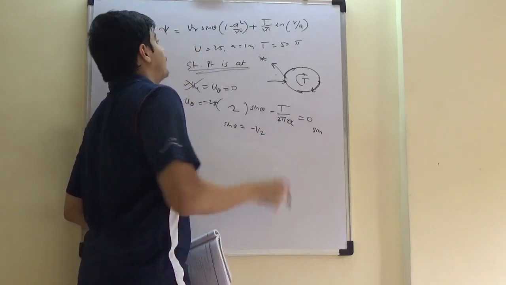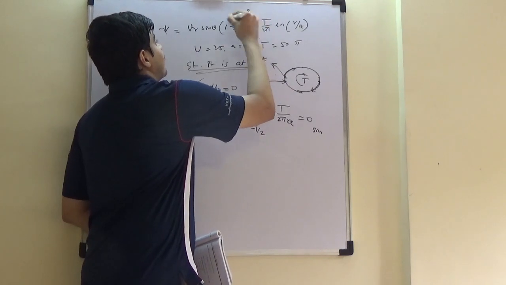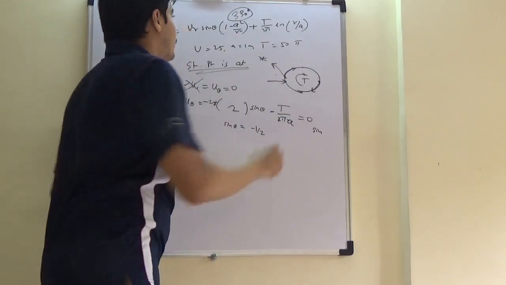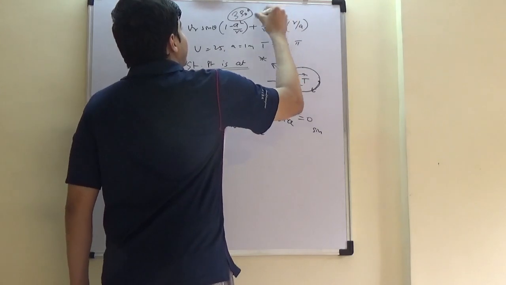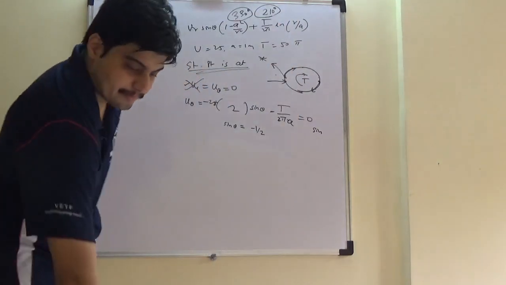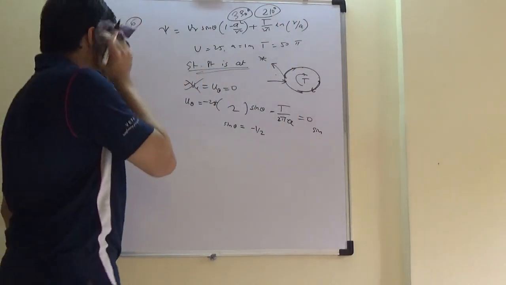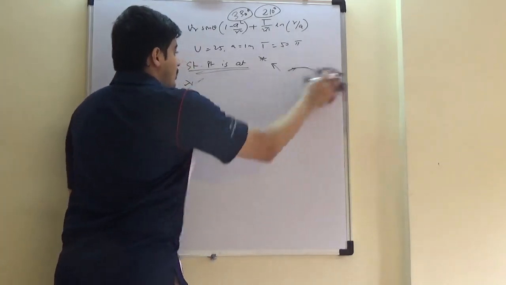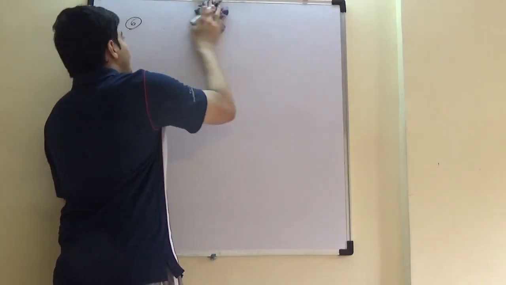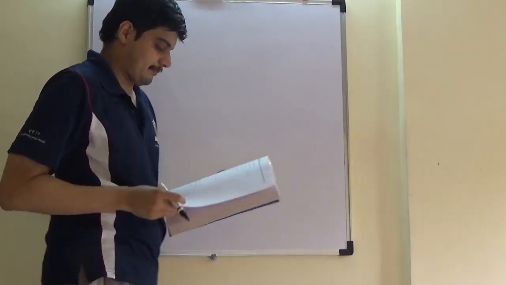Is one option. What would be the second option? 210 degrees. Right? So this is a very advanced and important question from the stagnation point, which uses basic reasoning.